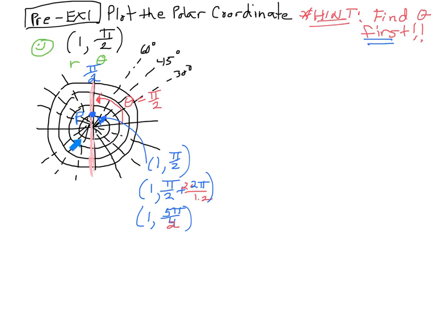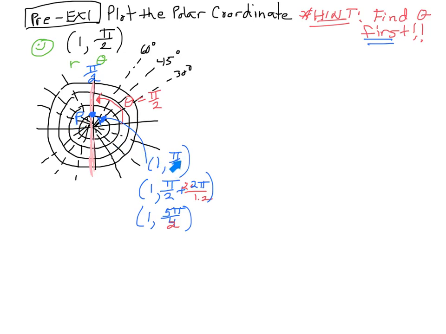Couldn't I do another revolution again? Couldn't I add another 4 pi over 2 here to make it 9 pi over 2? Couldn't I do this all day long? So how many ways do I have to name point P? Infinite. Kelly?